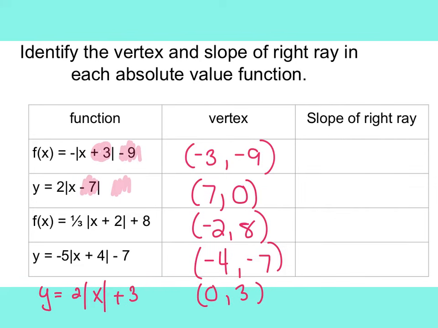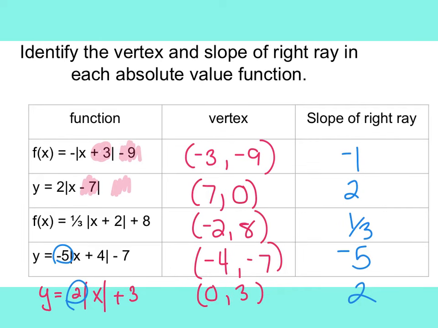Now, the slope of the right ray is just the a value. So take the coefficient in front of the absolute value for each of these. The first one would be -1, 2, 1/3, -5. Okay, I'm just taking the value out front. And the final one that I just made up there at the end would be 2.